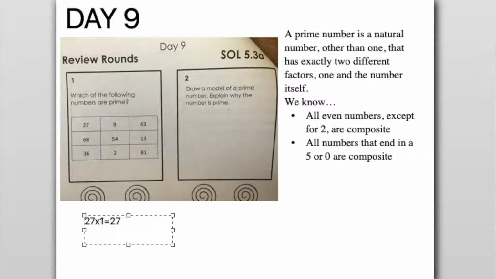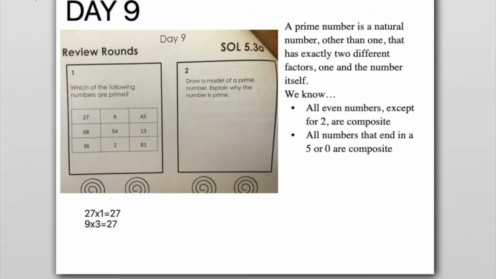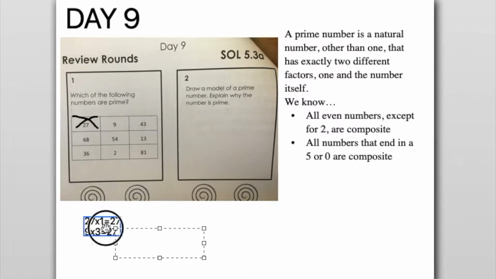We know that 9 times 3 is also 27. We know if we skip count by 9s, 9 times 1 is 9, 9 times 2 is 18, 9 times 3 is 27. So this right here proves to us that 27 is composite, not prime. It has more than 2 factors. So I'm going to give a big X on that. Let's move on to 68.